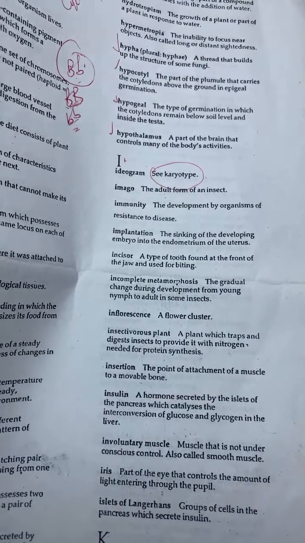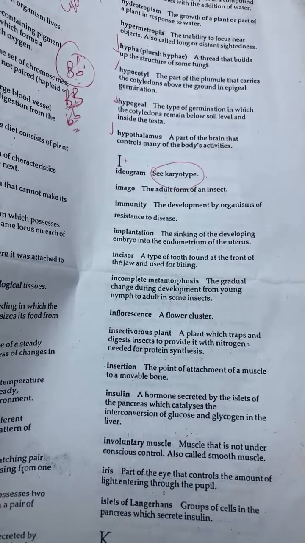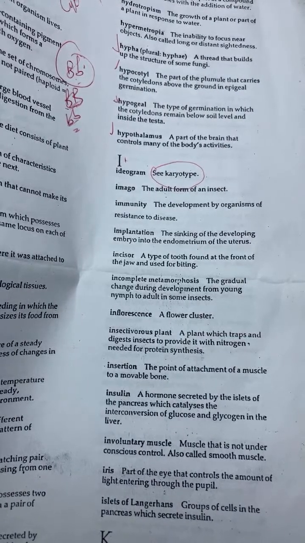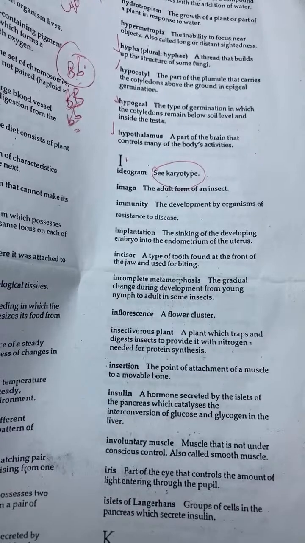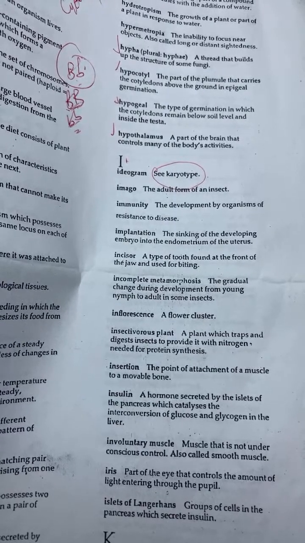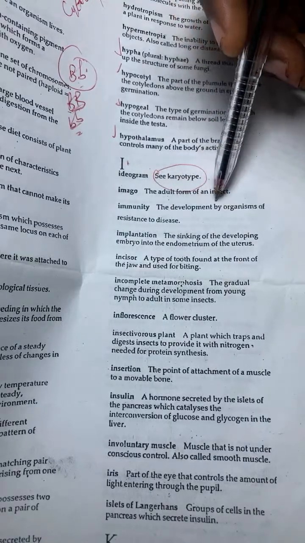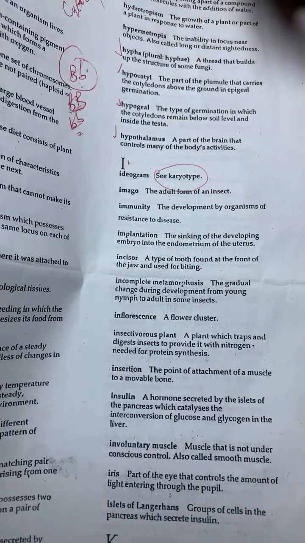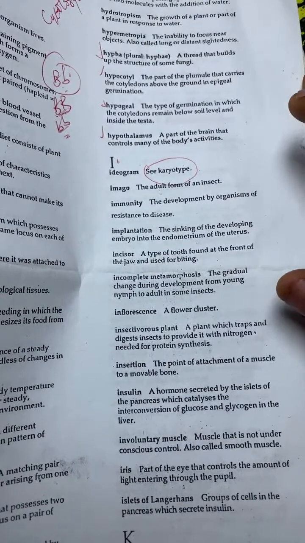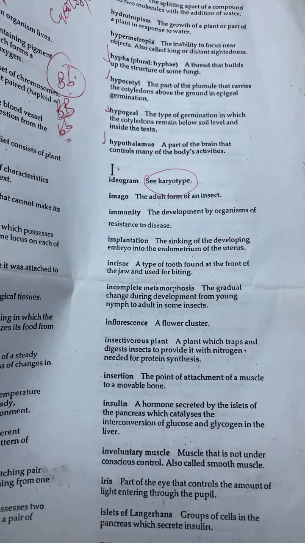Karyotype. Now, we have imago. Imago is an adult form of an insect. Are we there? During metamorphosis. Imago is what? An adult form of an insect. Immunity, the development by an organism of resistance to disease. Are we there now? So when an individual is resistant to a particular disease, we say that that organism has an immunity over that what? Over that disease. Are we there now?